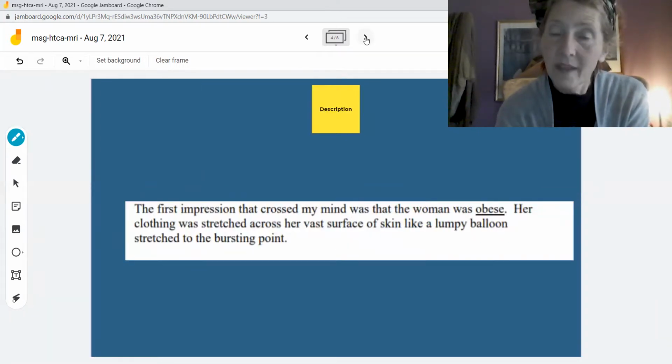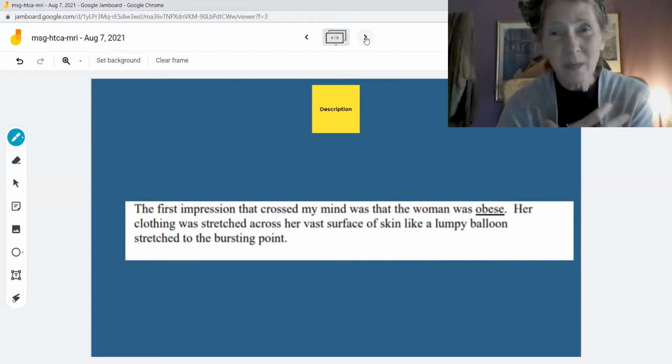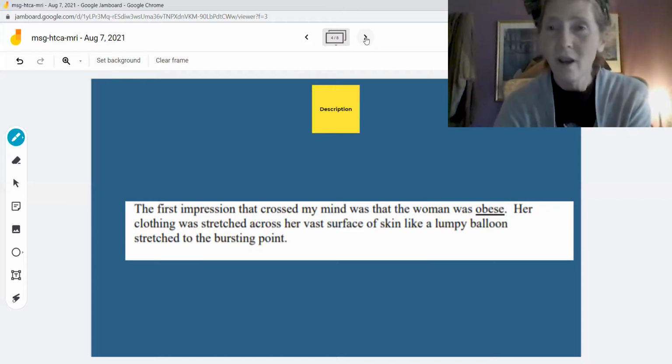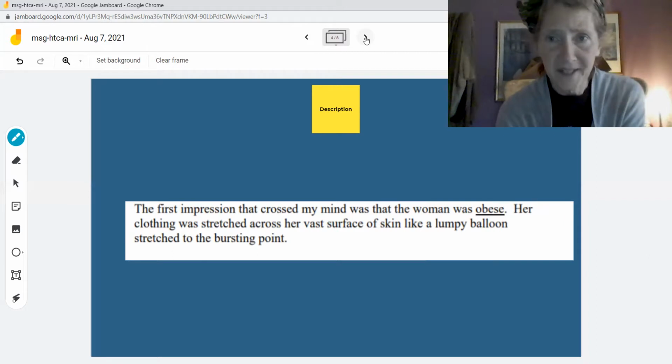Okay, now what they will do is sometimes they won't tell you what the word means, but they will describe the word or a condition of the word. And we have an example of that here.